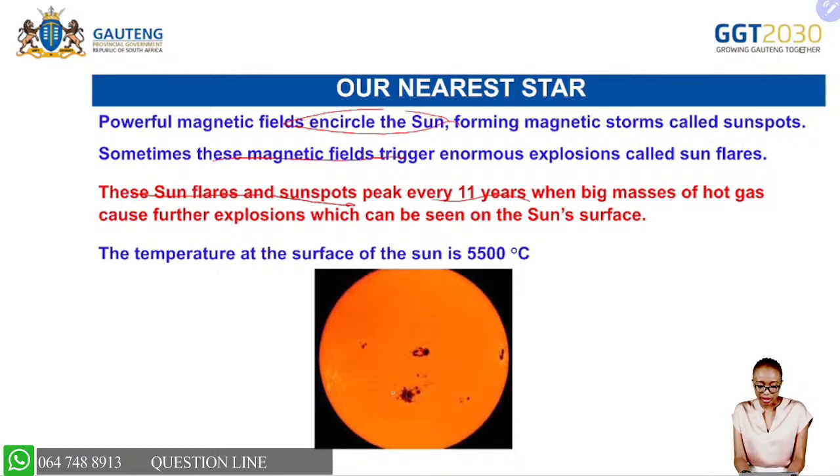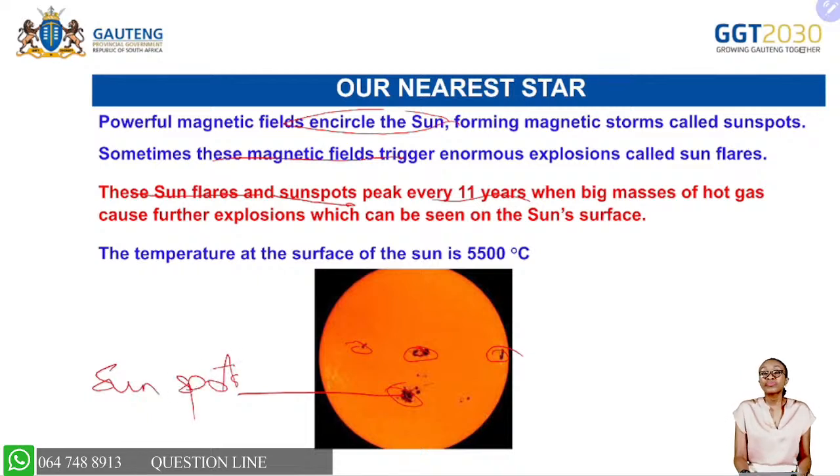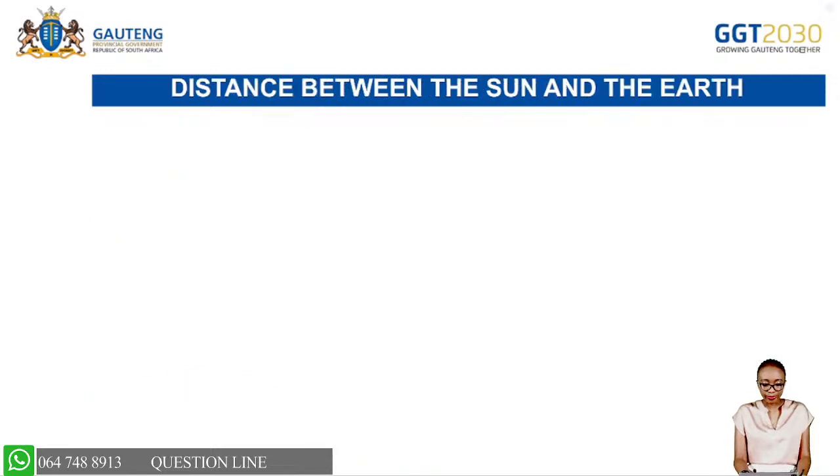So these are the sunspots. This is a picture of the sun taken with a special camera just to show us the sunspots. Remember what they are caused by? They are caused by powerful magnetic fields that encircle the sun. And these sunspots and sun flares peak every 11 years, producing hot gas that causes further explosions on the sun's surface. So the sun is a very explosive star.